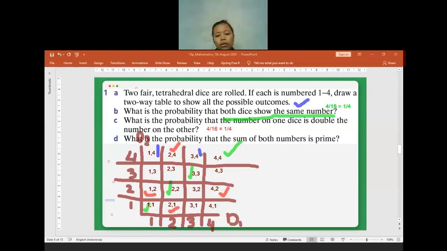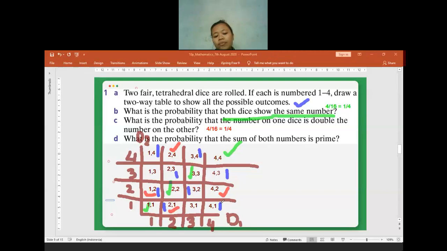So for 3, and also 4, 3, 3, 2, 2, 3. 1, okay. 2, 2, 1, 4, 1. Is it only that one? Try to check. There is another one that you missed.